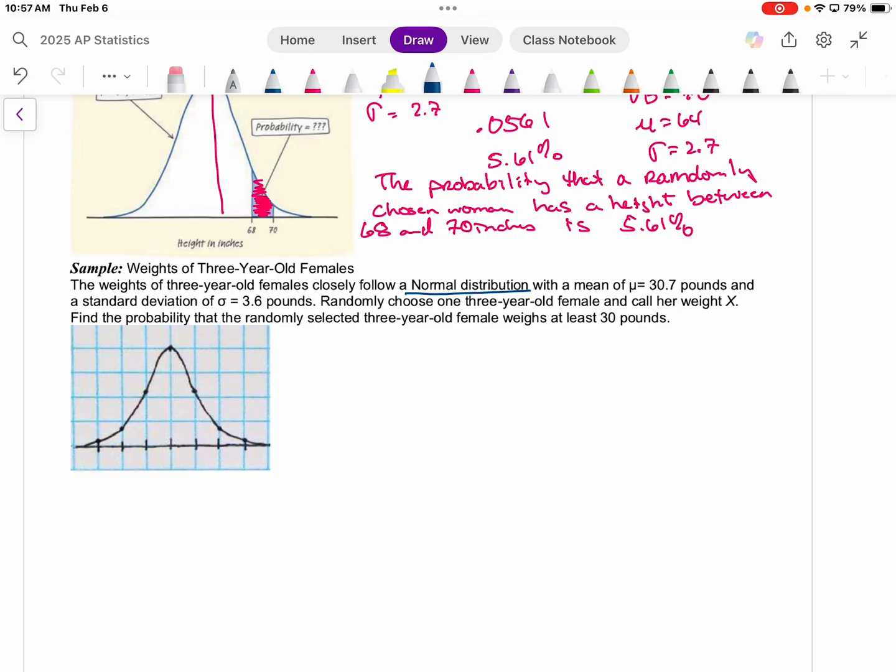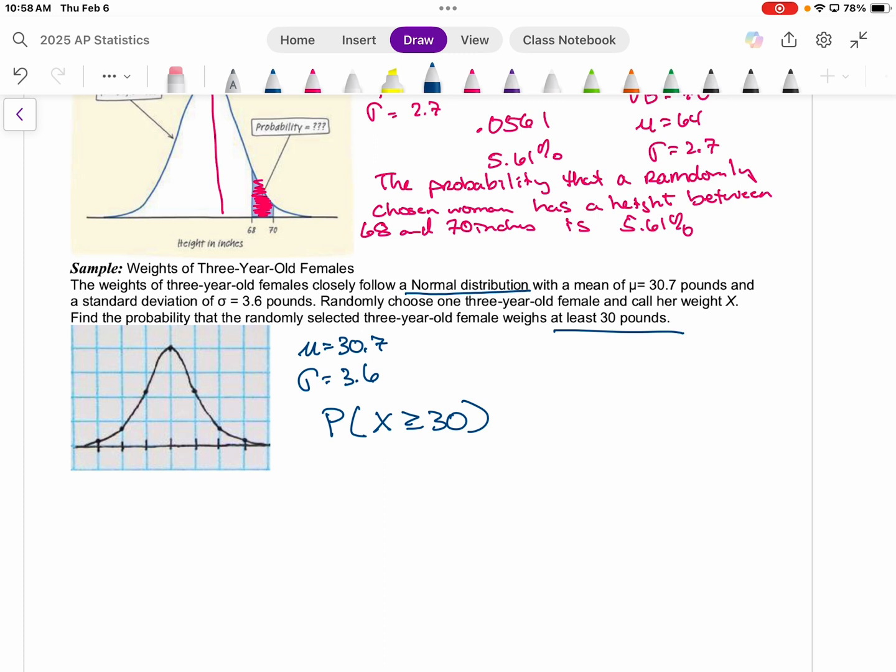So it has a mean of 30.7 and a standard deviation of 3.6. Randomly choose one of the 3-year-old females and call her weight X. Find the probability that the randomly selected 3-year-old female weighs at least 30. So what's the probability that X is greater than or equal to 30? Again, we need to make sure we can convert the inequality phrases into inequality symbols, especially for this chapter, so we know where I'm doing stuff.